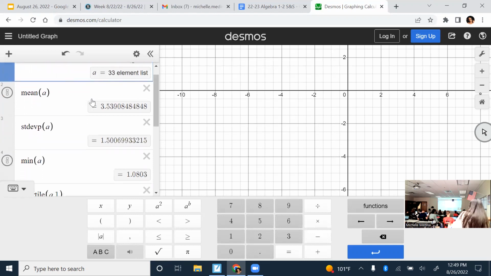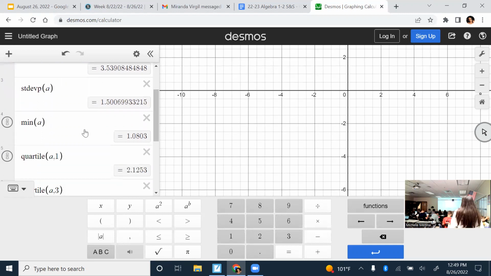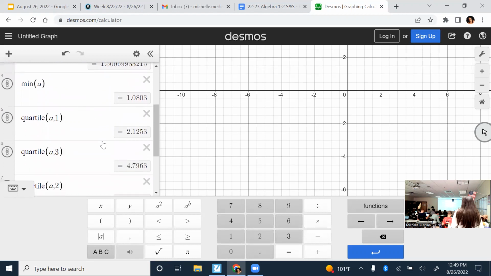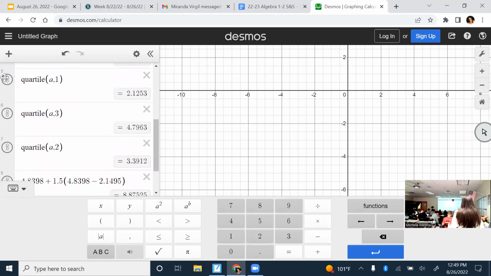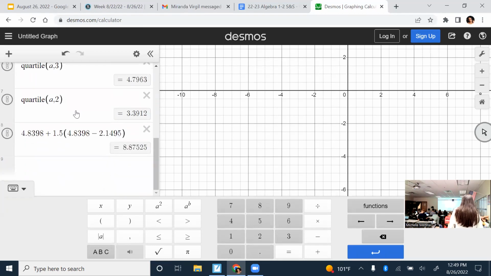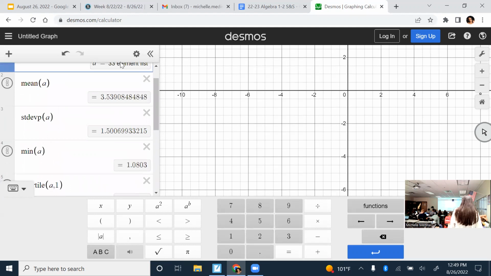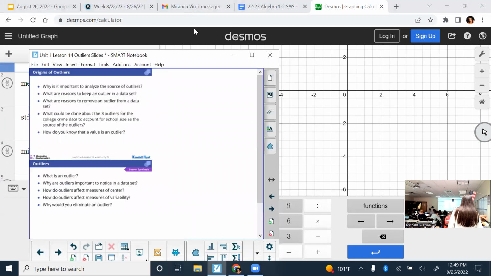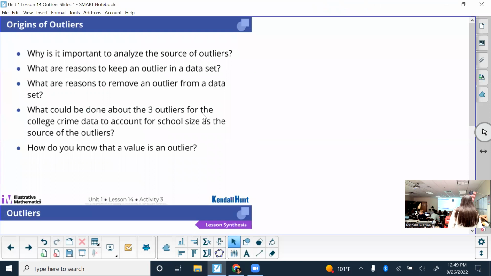And then you can see how it changes everything else. The mean decreased because we took away a really big number. The standard deviation decreased because we're getting rid of a number that was super far from the rest of the data. And so forth. The maximum changed, the minimum did not. The quartiles changed because we moved where the middle is when we took away a data point. All of that you can see by comparing your data. All right, but let's answer these questions first.